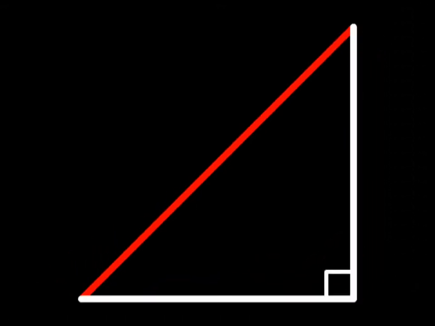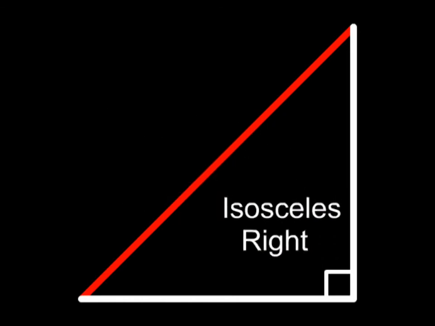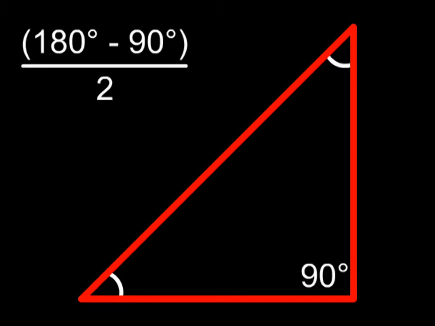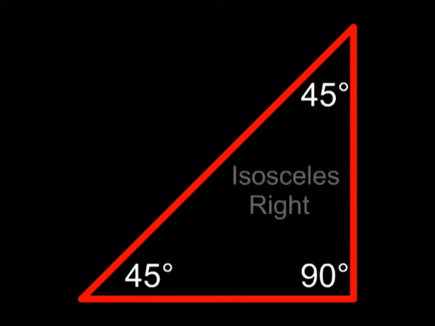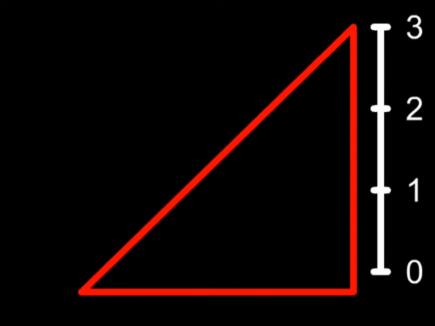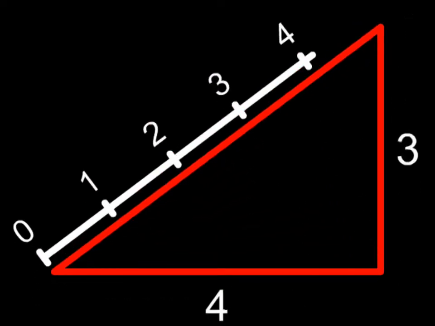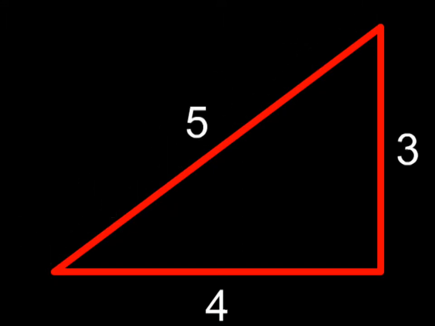If both legs are the same length, it's an isosceles right triangle. The acute angles in an isosceles right triangle are always 45 degrees. If we adjust the length of one leg to 3 and stretch the other to 4, the hypotenuse will have a length of 5, hence the name 3-4-5 right triangle.